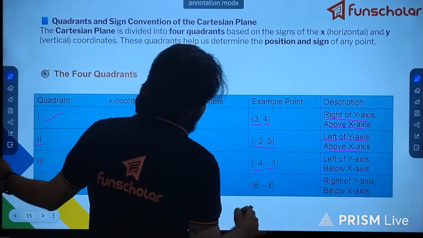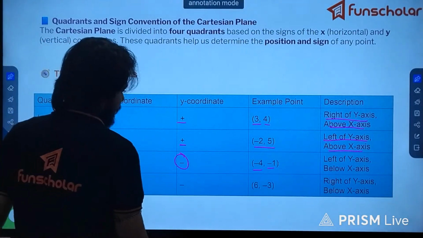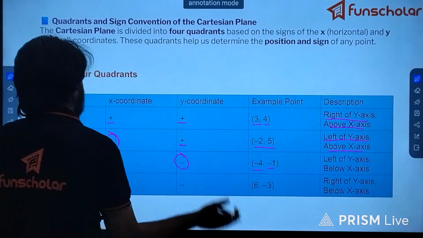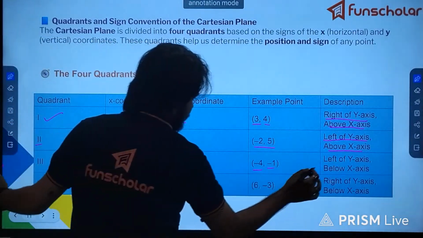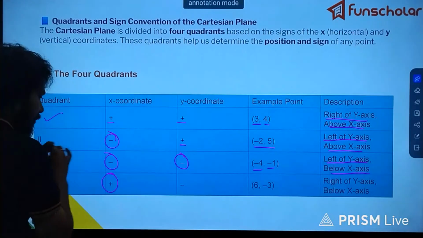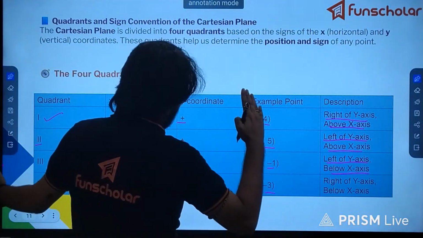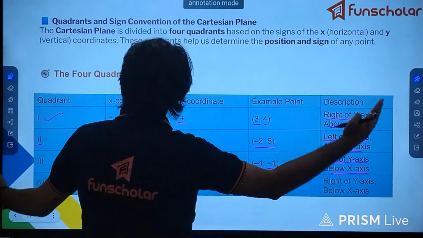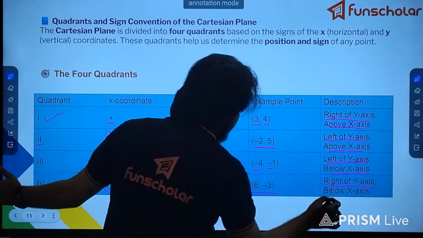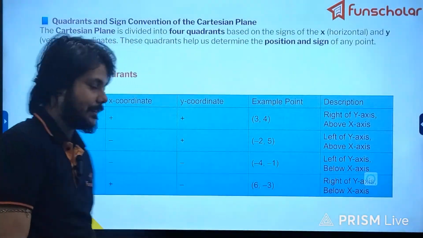A random example. That means left side of y-axis, below the x-axis. Left side of y-axis and below x-axis. Fourth quadrant, the x coordinate will be positive and y coordinate will be negative. Suppose 6 comma minus 3. 6 comma minus 3 means right side of y-axis and below the x-axis. Okay. Now I think this is crystal clear.